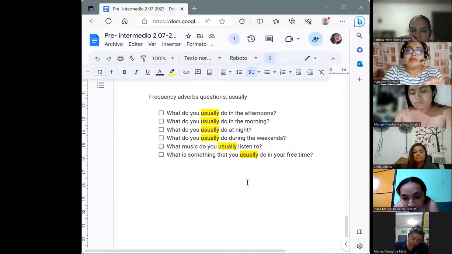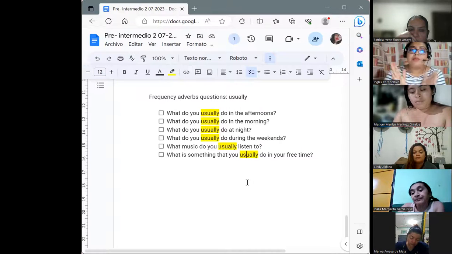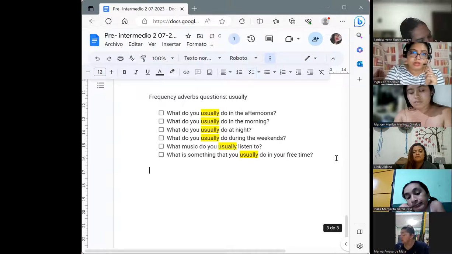Casi siempre vemos acá que va al medio de nuestra pregunta, no va al principio, no va hasta el final, sino en medio de la estructura. What do you usually do in the afternoon? No dice, what usually you do, sino what do you usually do. Y vamos a ver las estructuras de los otros grupos de preguntas.